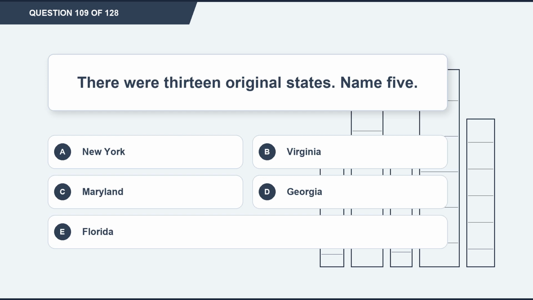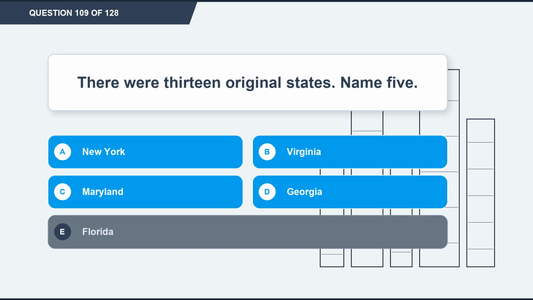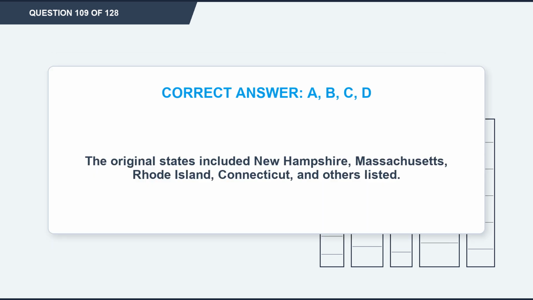Question 109. There were 13 original states. Name 5. Option A, New York. Option B, Virginia. Option C, Maryland. Option D, Georgia. Option E, Florida. The correct answers are options A and B and C and D. Option A, New York. Option B, Virginia. Option C, Maryland. Option D, Georgia. Explanation. The original states included New Hampshire, Massachusetts, Rhode Island, Connecticut, and others listed.